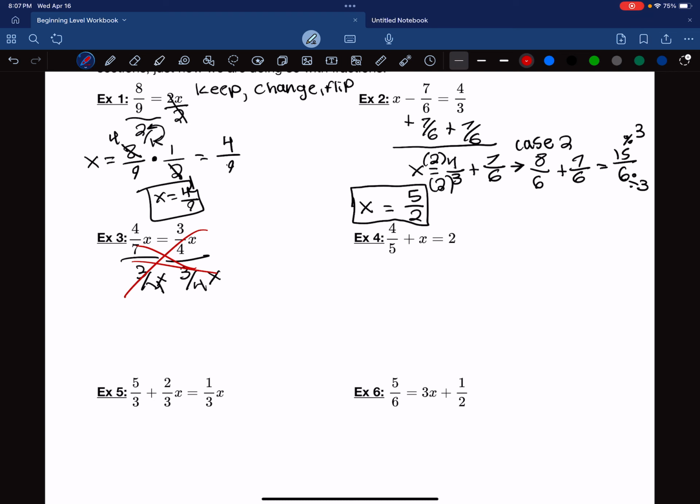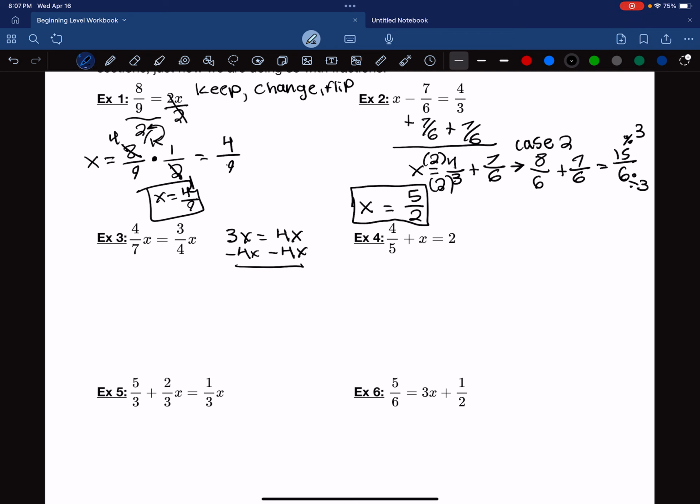So the correct way to do this, let me erase all that messiness. I just crossed everything out. So the correct way to do this is, remember in the last section when we combined like terms, if we had 3x equals 4x, we wouldn't divide both sides by 4x. We would subtract both sides by 4x.